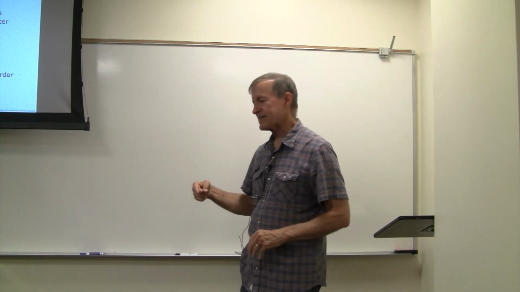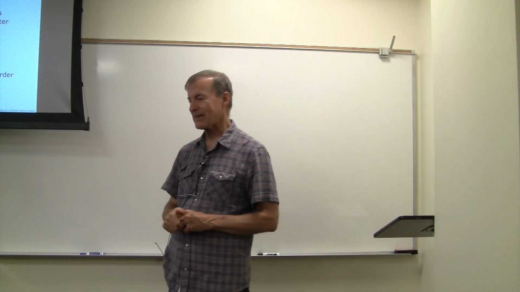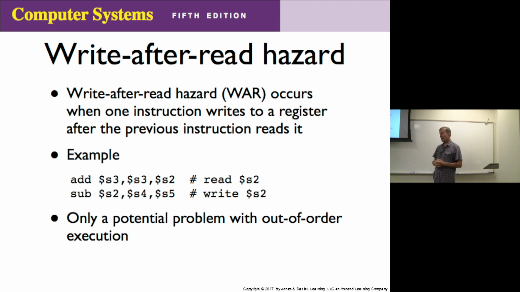And now, this next one seems a little odd, because it doesn't seem like it should be possible. We had a read after write. What about a write after read? If all instructions are executed in order, suppose you have an instruction here that reads a register, and then you have another instruction that has to write that register. Well, think about it. If this one reads from a register and this one writes to that register, the fact that this is a read means there is no data dependency. So how can you have a write after read hazard?